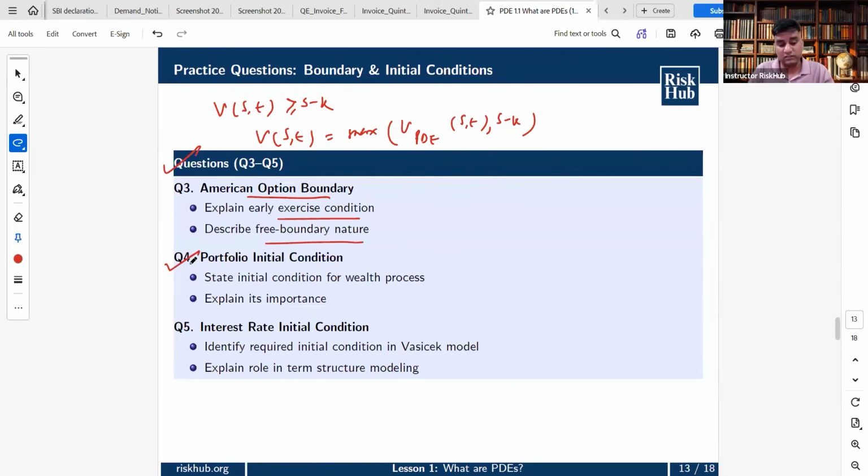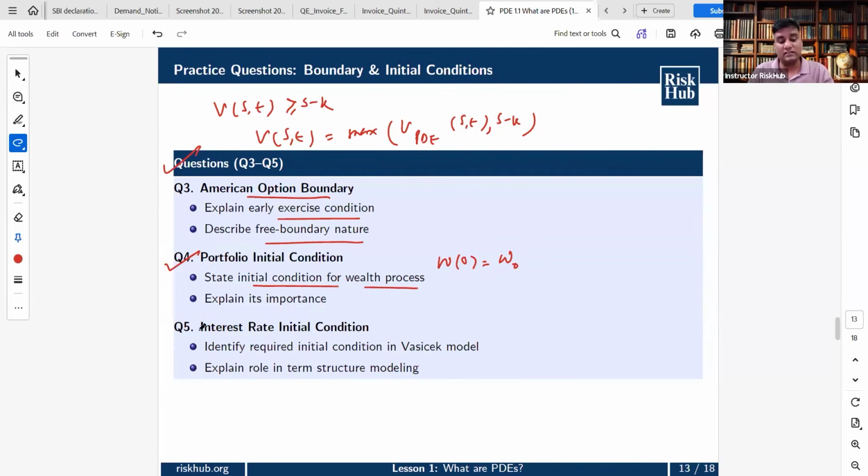Question number 4, portfolio initial condition. State the initial condition for the wealth process, that is W0 is equal to the initial wealth. This is essential because portfolio optimization asks: starting with this wealth, what strategy maximizes expected utility or minimizes the risk?